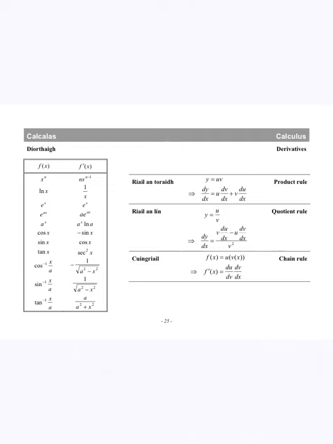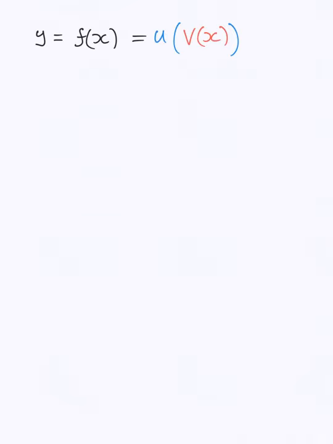This is a quick recap of the chain rule, which is here on the maths tables, and you use the chain rule to differentiate a function which is made up of one function inside of another function. Let's say we have a function y equals f of x, and we can break that function up into u of v of x. So for example, let's say y equals sine of 2x.